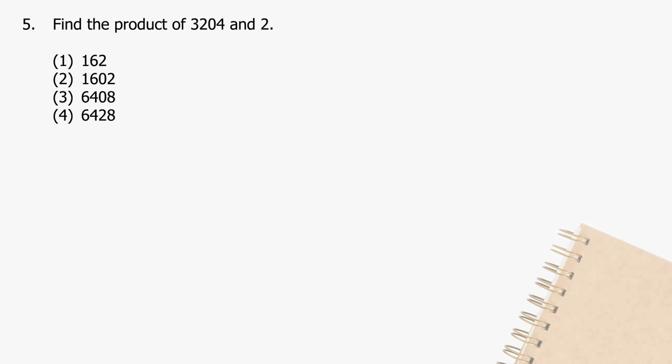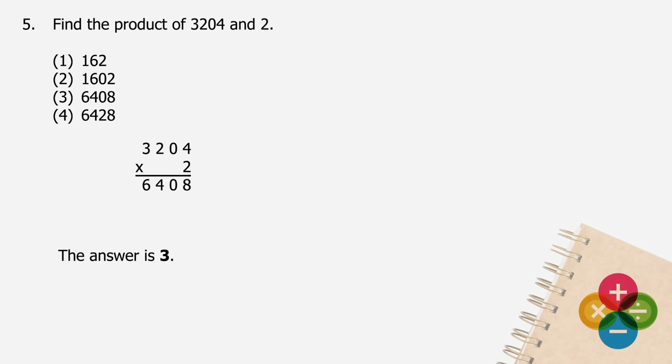Question 5. Find the product of 3,204 and 2. The product of 3,204 and 2 is 6,408. The answer is 3.